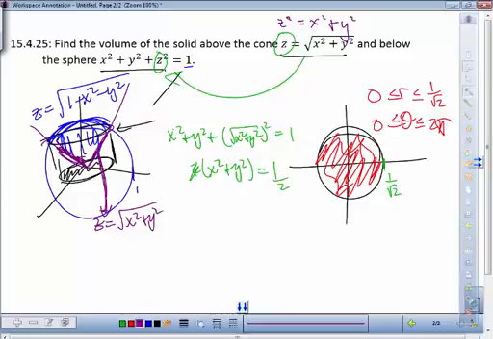So the integrand, the space in between, is going to be the difference between those two. So the top function minus the bottom function: square root of 1 minus x squared minus y squared, minus the square root of x squared plus y squared.